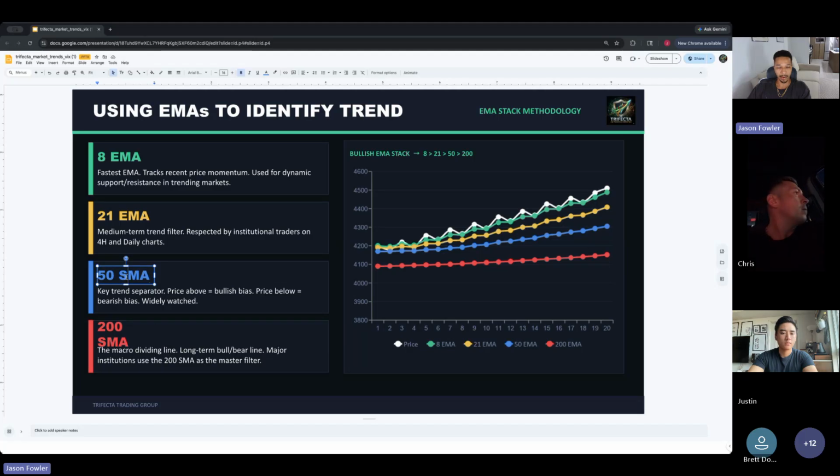The 50 SMA and the 200 SMA are two huge macro moving averages to use. You hear people say, "Oh, we bounced the 50-day. Oh, it's under the 200-day, it's bearish. Oh, we reclaimed the 50-day, we're bullish again." Or you hear people say the 50 crossing over the 200 is a golden cross, and the 50 crossing under the 200 is a death cross. You hear those terms thrown around a lot, and I'll show you guys some examples here too.